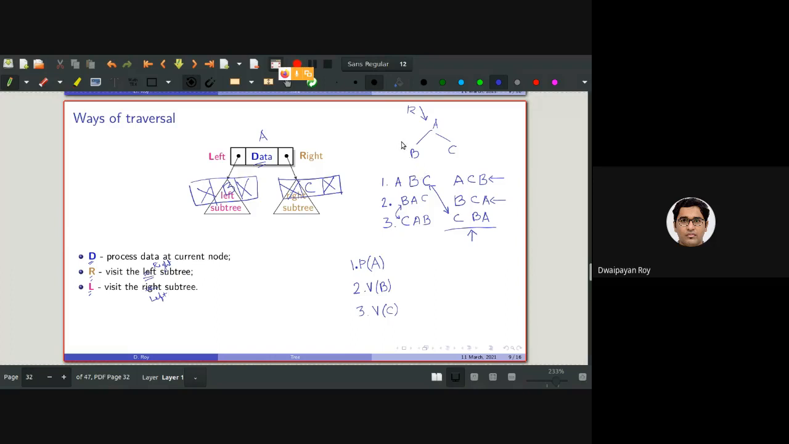So as you can see, if I visit here, there is no other left subtree or right subtree. Then the only option for me is to process this, right? So after visiting B, I should be processing it. After visiting C, I should be processing it.